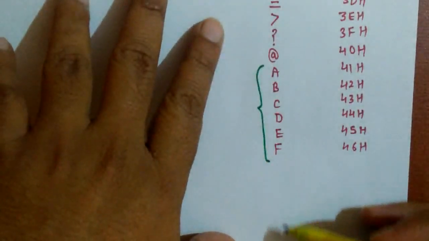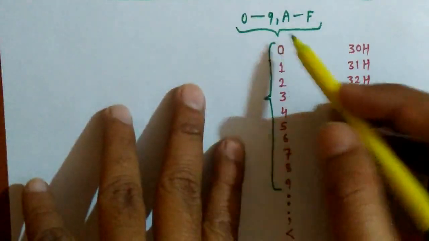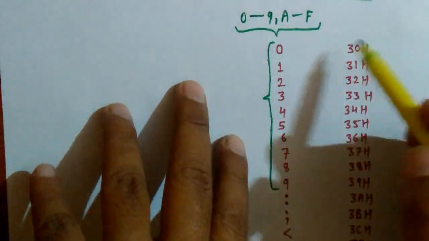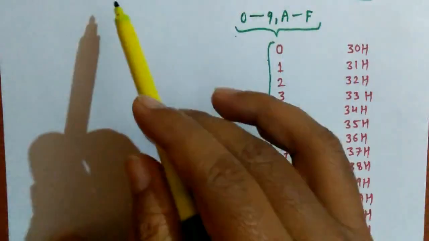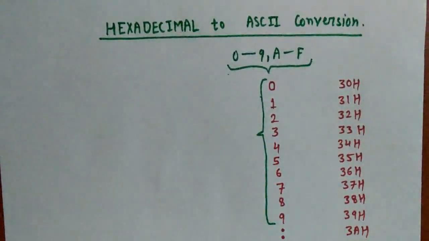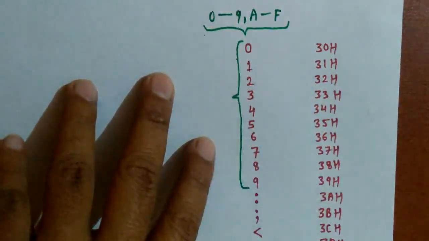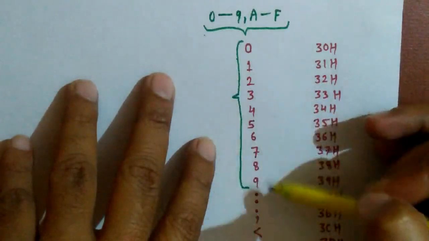We will not talk about the rest of the characters, like G, H, I, J, K, L after F, and the characters before 0. We are not interested in the ASCII code of those symbols. We are interested only in the ASCII code of 0 to 9 and A to F, because these correspond to hexadecimal numbers. So from here we can see easily that if you have a number between 0 to 9, then simply you have to add 30 to it.